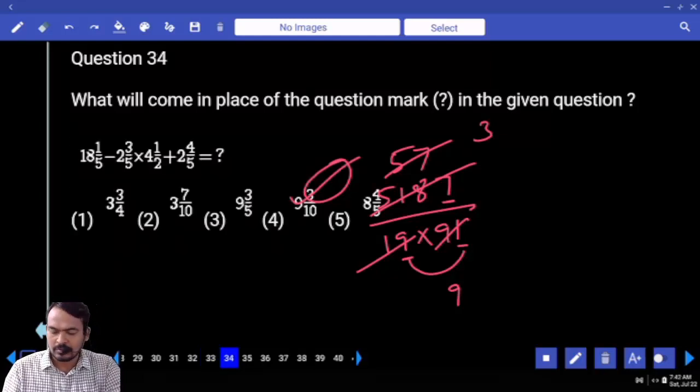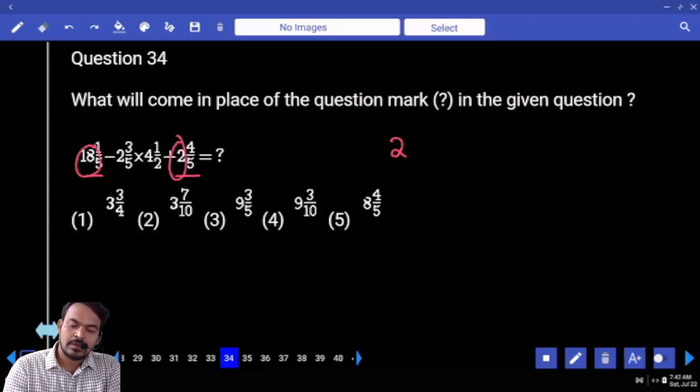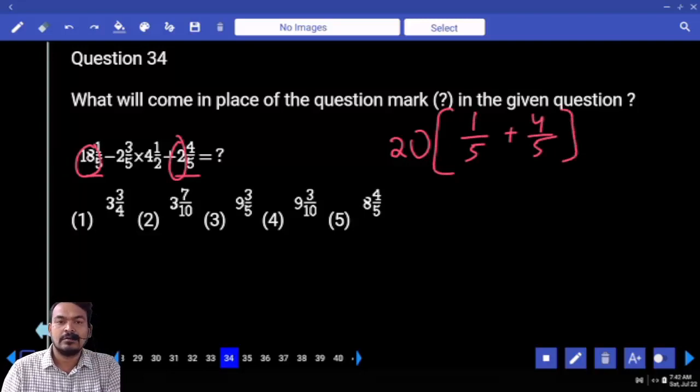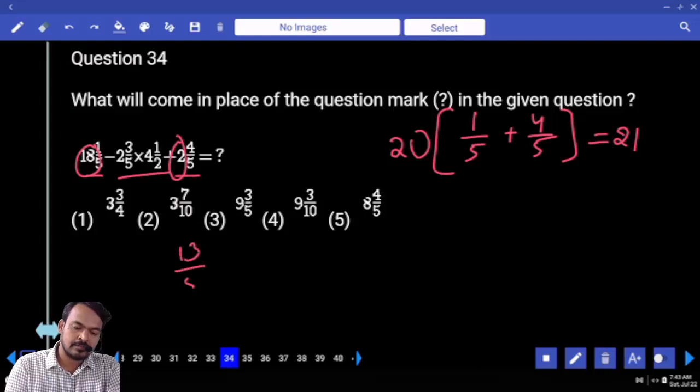Next question number 34. And all are given in mixed fractions. Okay. First 18 1 by 5 and plus 2 4 by 5. 18 plus 2 how much? 20. Next 1 by 5 plus 4 by 5, total it is 5 by 5 means 1. 20 plus 1, 21. Again we are taking middle two values. 2 3 by 5 means 13 by 5. 4 1 by 2 means 9 by 2. Any cancellations? No. 13 into 9, 117 by 10.